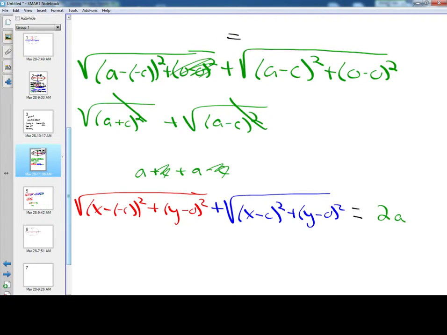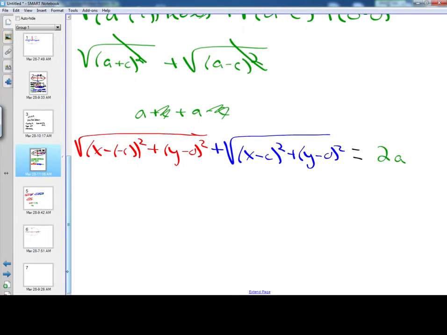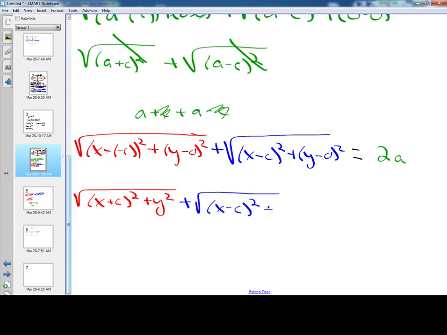You can really even see it on the screen. Okay, looks like we're ready to go. Let's clean this up. Let's do the red piece. That is the square root of the quantity x plus c squared plus y squared. And in the blue part, the square root of x minus c squared plus y squared equals 2a.